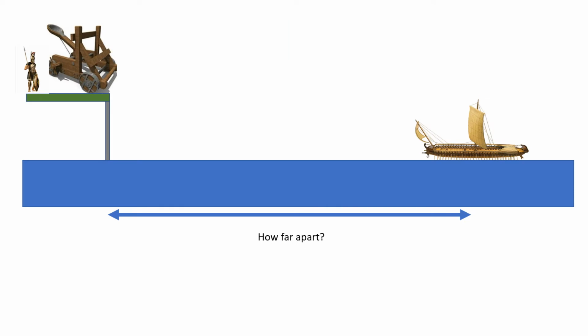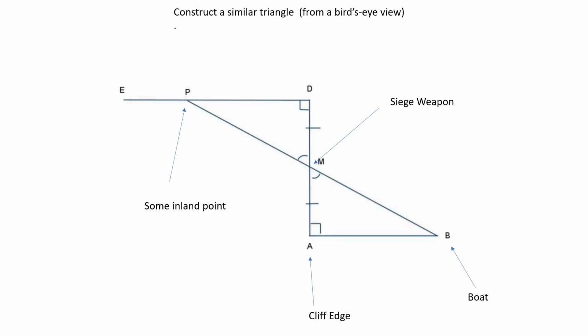Another problem that Thales was asked to solve was how do you work out the distance between a point on the land and a ship out to sea. For example, if you want to fire a catapult at it. The way that Thales did this can be seen through the following diagram. Now he again uses similar triangles to solve the problem.